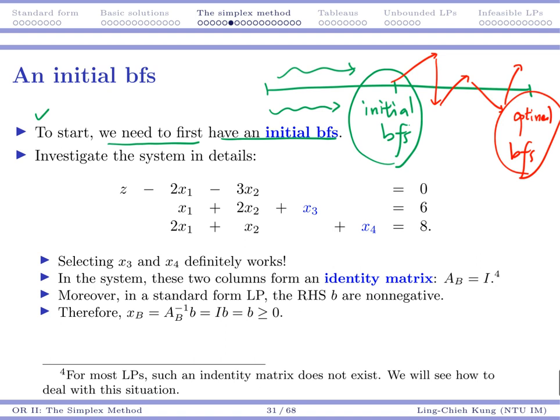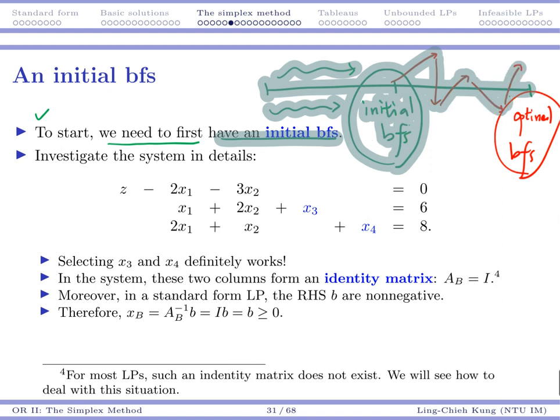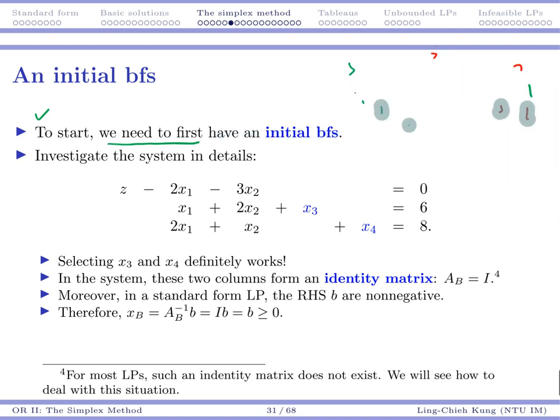Okay? So somehow we will first focus on the second stage. Let's assume we already have an initial basic feasible solution. Let's tell you how to find an optimal one. Then at the end for today's lecture, we will tell you how to find an initial one. Okay? So we need to somehow first have an initial basic feasible solution. Luckily for this particular example, this is very easy.